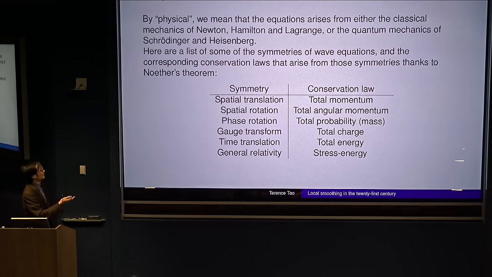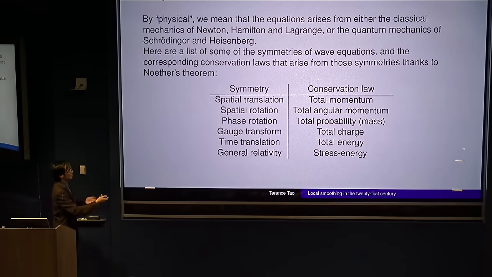Once you have Noether's theorem, you've got this great dictionary. Every time your system has some symmetry, it creates a conserved quantity. So here's some examples. If your system, for example, is what's called spatially translation invariant, which means that if you take a solution to a wave equation and you just move it in space somewhere else, it still solves the same equation. If your equation doesn't privilege one location in space over another, it has spatial translation invariance. And Noether's theorem tells you that every time that happens, you have a conservation of momentum.